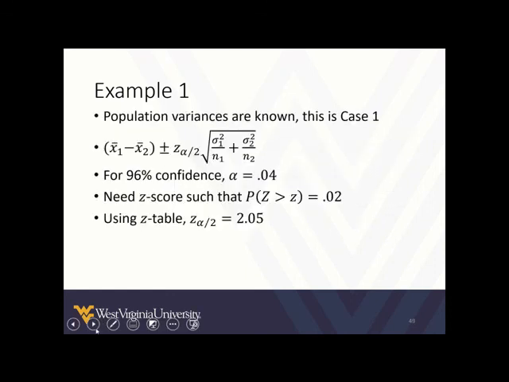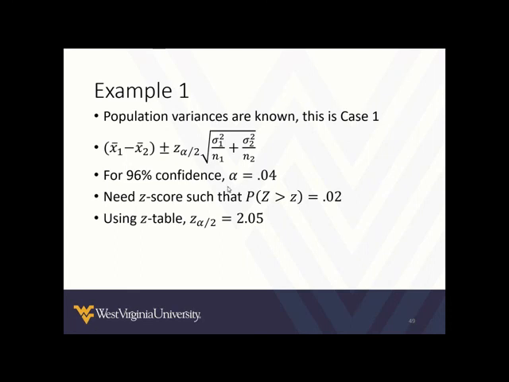Now, as we were given the population variances, this implies that this is case one. So we will use the formula of our point estimate plus or minus z alpha over 2 multiplied by the square root of sigma 1 squared over n1 plus sigma 2 squared over n2. And as we were given that this was a 96% confidence level, this will imply that our alpha level is 0.04. And so we will need a z score such that the probability of z greater than z is equal to 0.02. And so using our z table, that's going to mean that our z alpha over 2 is equal to 2.05. So let's take a moment and just double check that value.